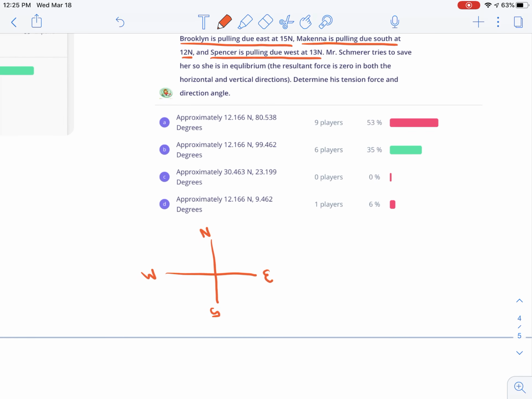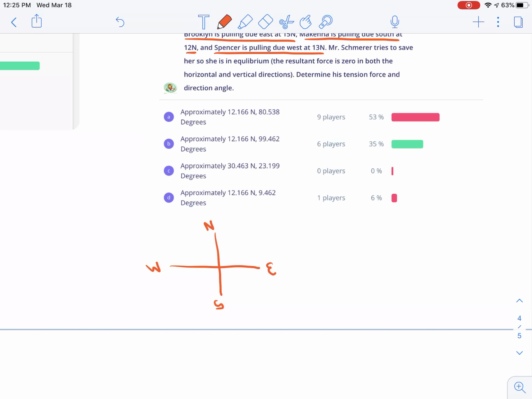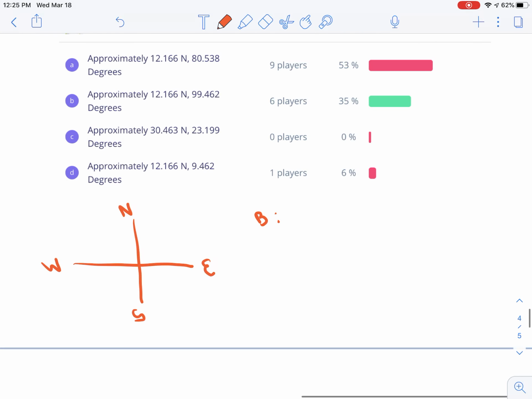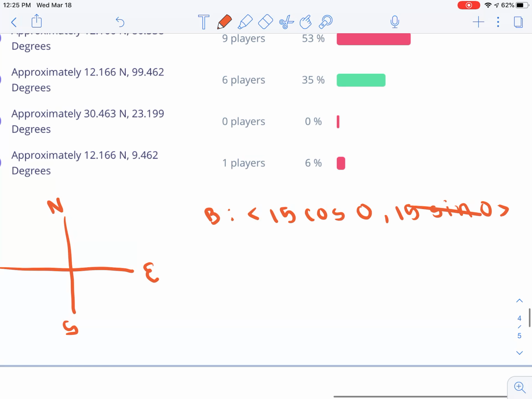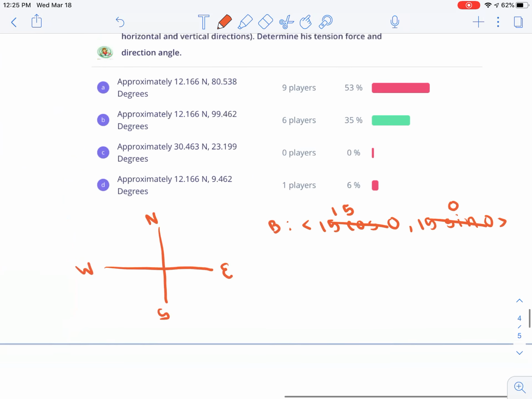So thinking about Brooklyn pulling me due east, if you think about creating a vector for Brooklyn, you can obviously use the angle of 0 degrees to represent due east, and you can set this up as 15 cosine 0 degrees, and then 15 sine 0. But we know what the cosine of 0 degrees is. We know what the sine of 0 degrees is. So this whole quantity becomes 15, and this whole thing becomes 0.